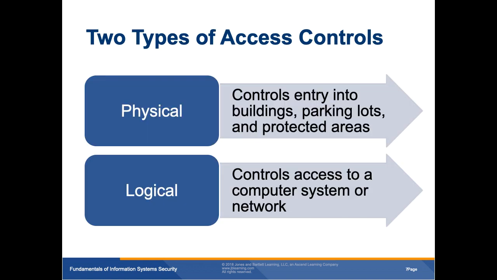The identification and authentication: who are they, and are they authenticated. And then the monitoring phase, the accountability phase. We have two types of access controls, physical and logical, right? So physical are buildings, parking lots, physical assets, physical devices. Logical could be websites or network devices, or applications.